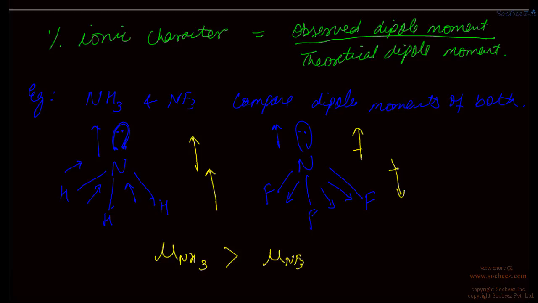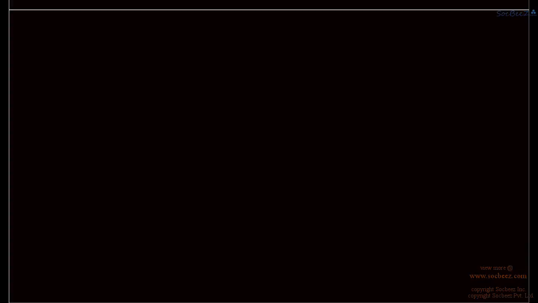Since you know that dipole moment is a vector quantity, they will cancel each other if they are in opposite directions. Okay, so let's discuss formal charge. Formal charge is the difference between the valence electrons in an isolated atom and the number of electrons assigned to that atom in a Lewis structure. Okay, so that is the definition of formal charge.